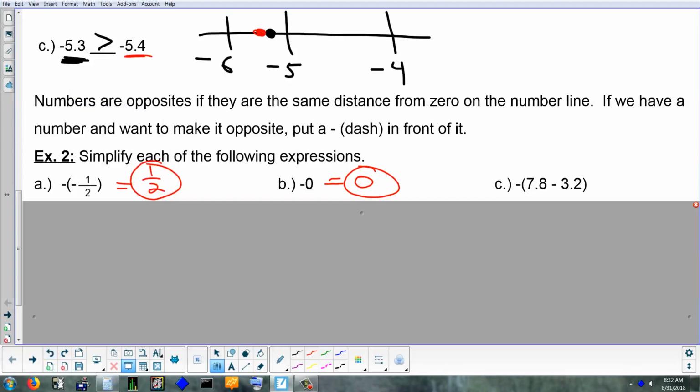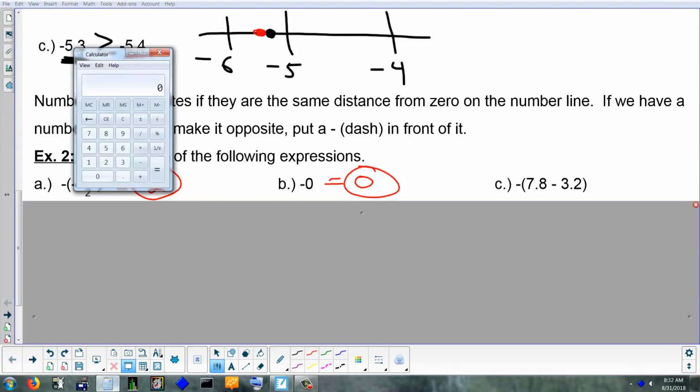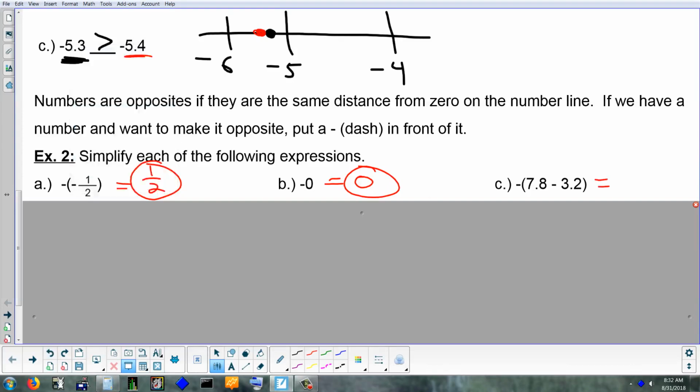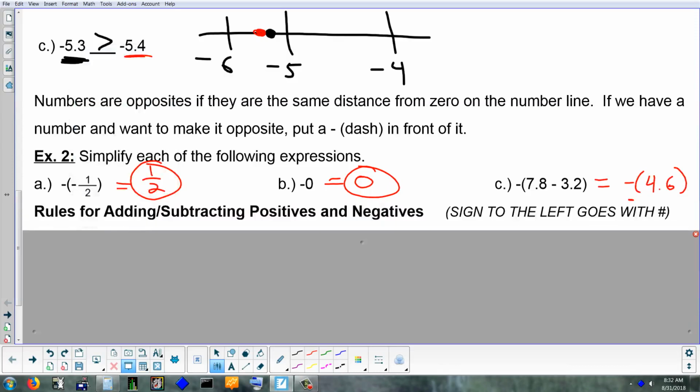So 7.8 minus 3.2. Okay, and you guys can always use a calculator for that. So we're going to get 4.6. But the answer isn't just 4.6. It's the opposite. That's what this symbol is. Opposite of 4.6. So what's the opposite of 4.6? Yusef? Negative 4.6. Negative 4.6.